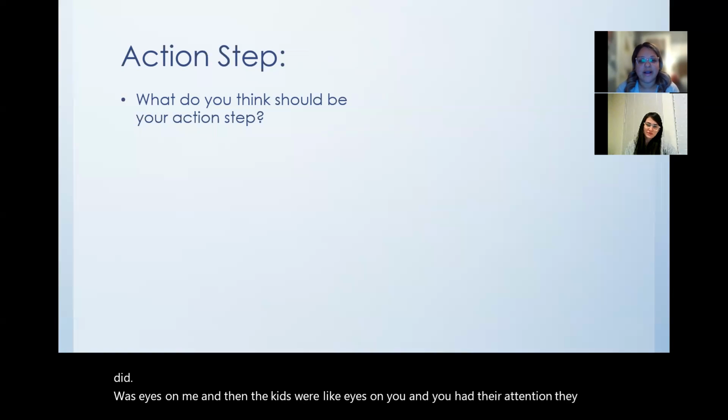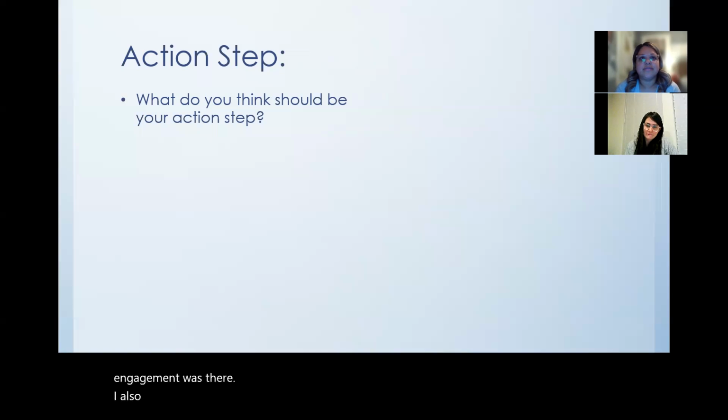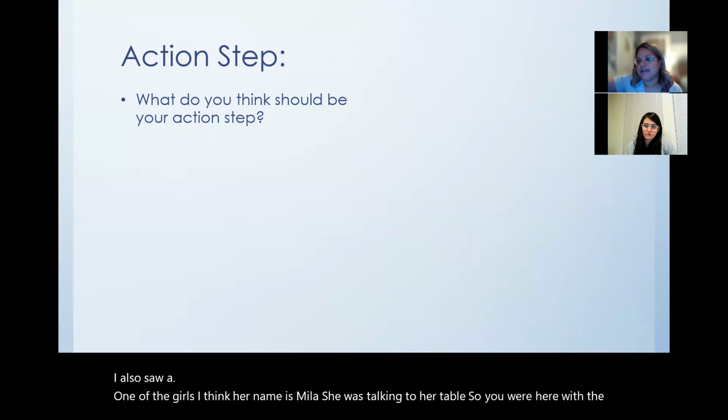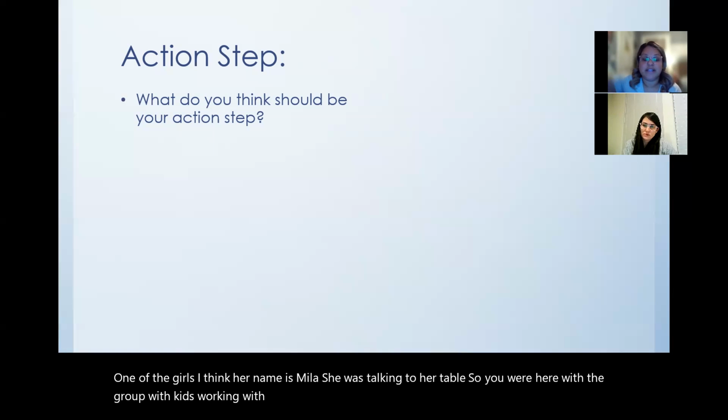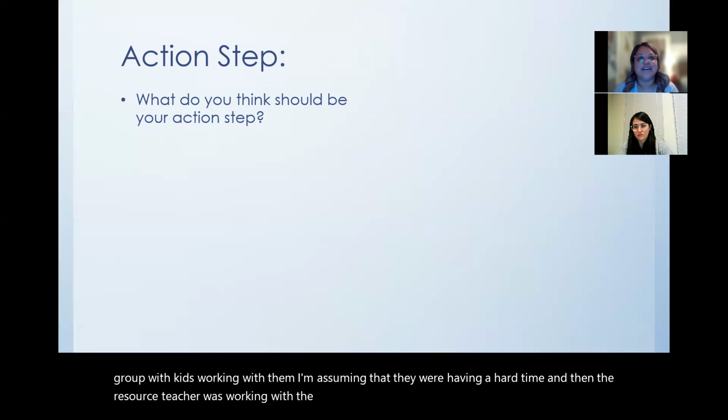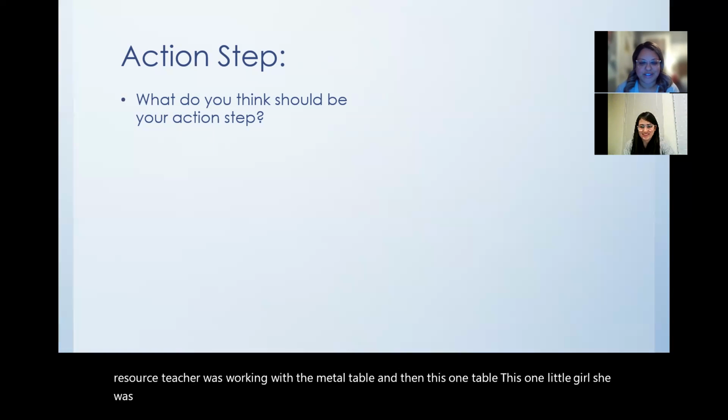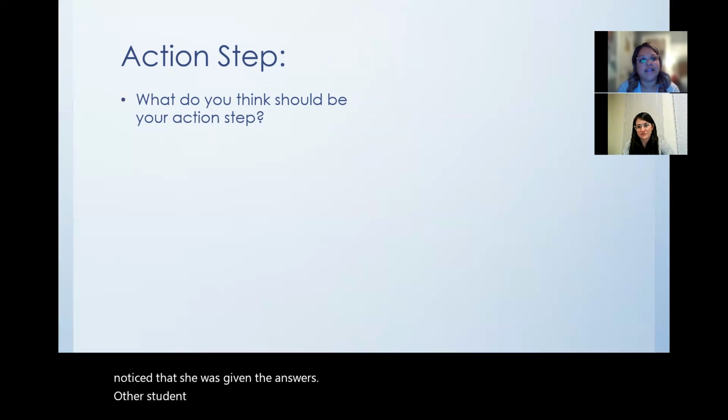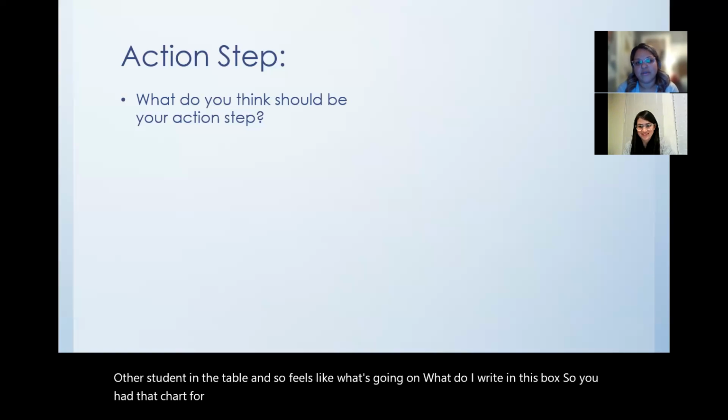The engagement was there. I also saw one of the girls, I think her name's Mila, talking to her table. So you were with a group of kids, working with them. I'm assuming that they were having a hard time. And the resource teacher was working with the middle table. And at this one table, this one little girl was instructing the other kids, which is always great, that peer learning. But I also noticed that she was giving the answers to Sophia, the other student at the table, and Sophia was like, "Oh, what's going on? What do I write in this box?" You had that chart for them to write what was going on in the poem. But in that situation, Mila gave her the answers.